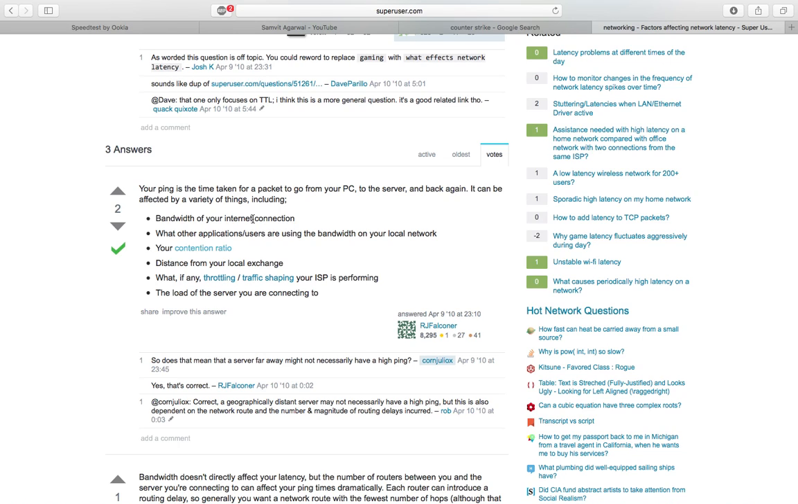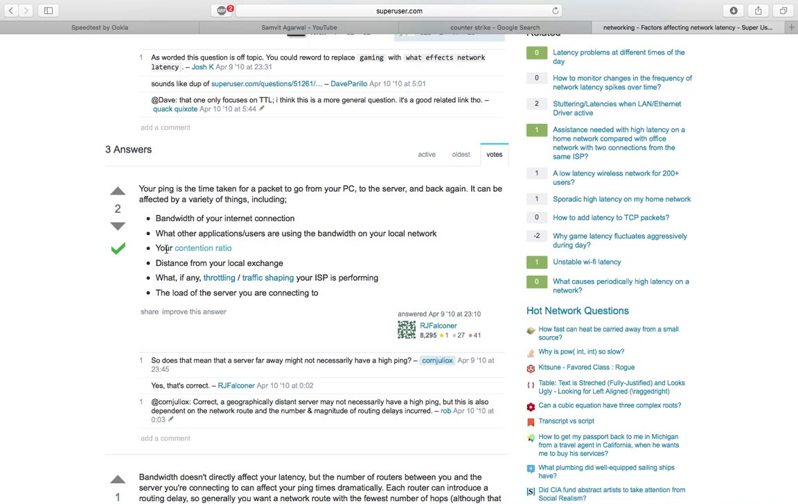Another thing is what applications or possibly users are using that bandwidth on your local network. So what that basically means is how many people are actually trying to use that connection. Obviously, if there are more people trying to use the same internet, there's going to be a higher ping speed. That means a slower actual connection.